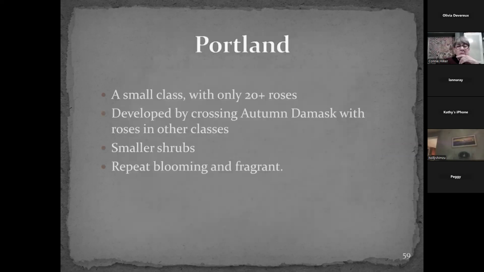We have Portland roses. Now, this is a relatively small class, only about 20 roses in there. And these were developed by crossing autumn damask with some other roses in the classes. So this is unusual because they didn't cross it with the Chinas or the teas. They're smaller shrubs, rarely exceeding 4 feet, repeat blooming and very, very, very fragrant.